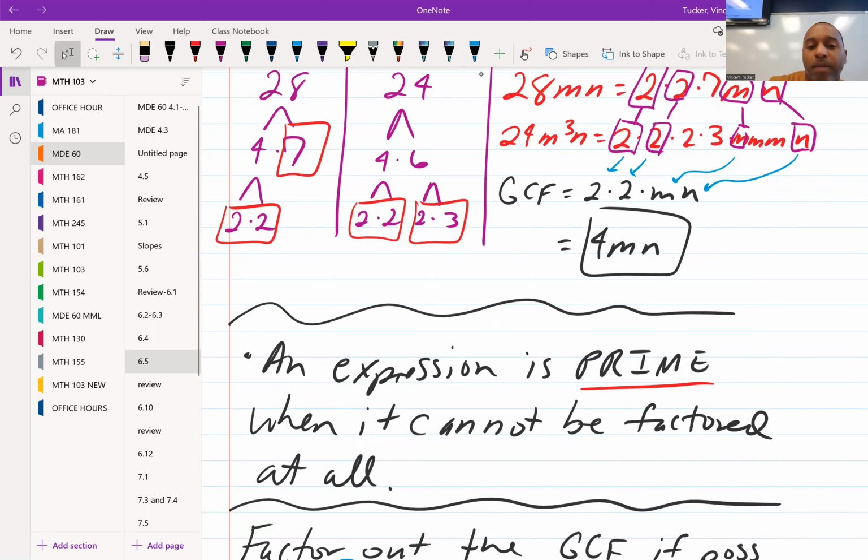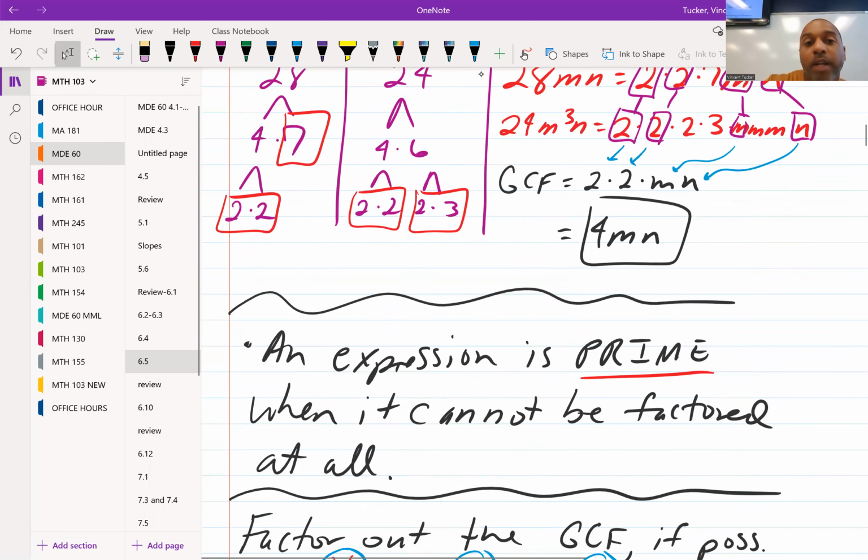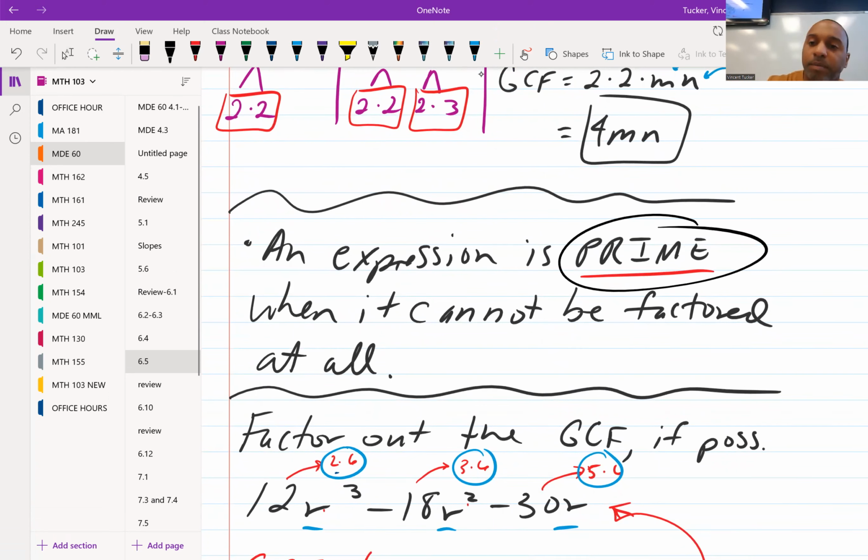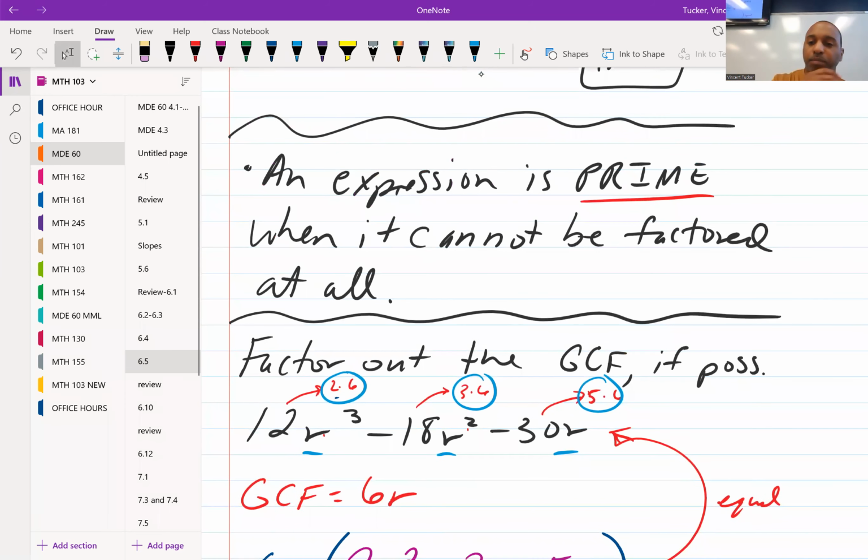An expression is prime when it cannot be factored at all. So if you cannot factor anything, it's considered prime. So that is going to be an option. It's going to be rare, but there may be a time when your answer is just prime. And so that will be an option in the math lab when they ask you to factor.